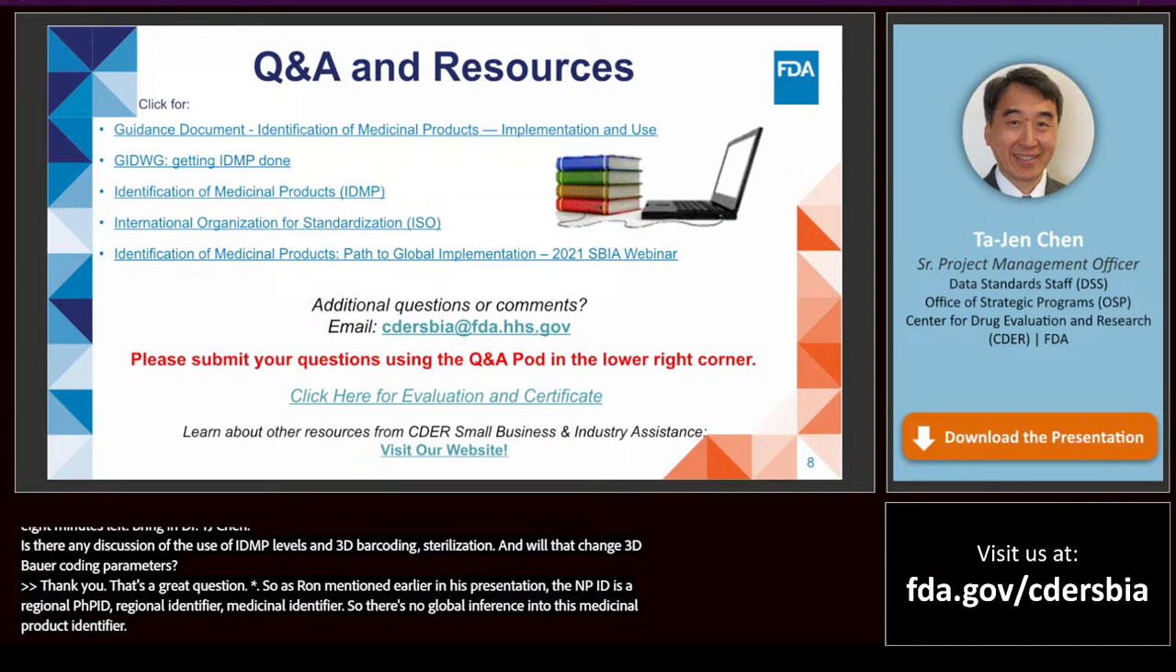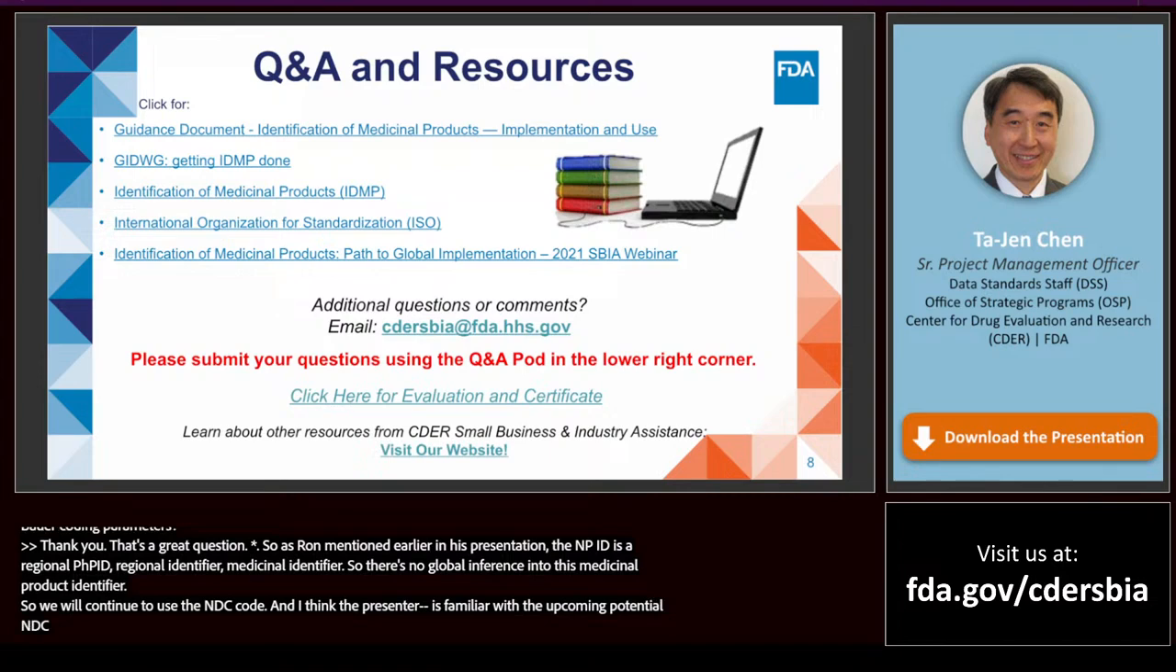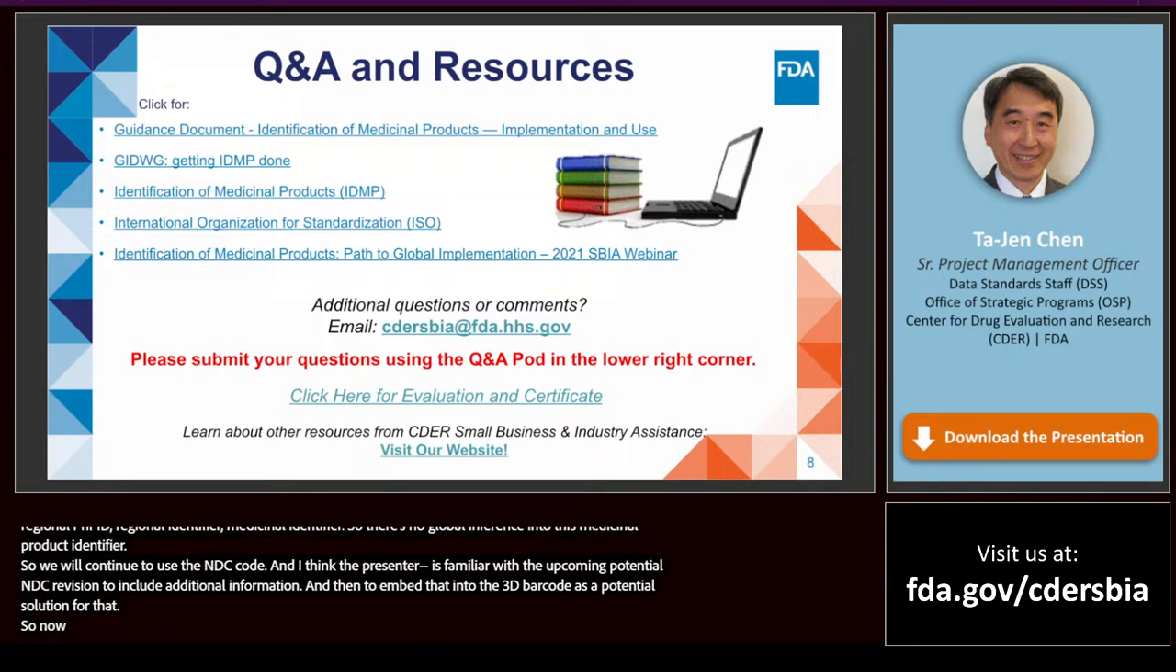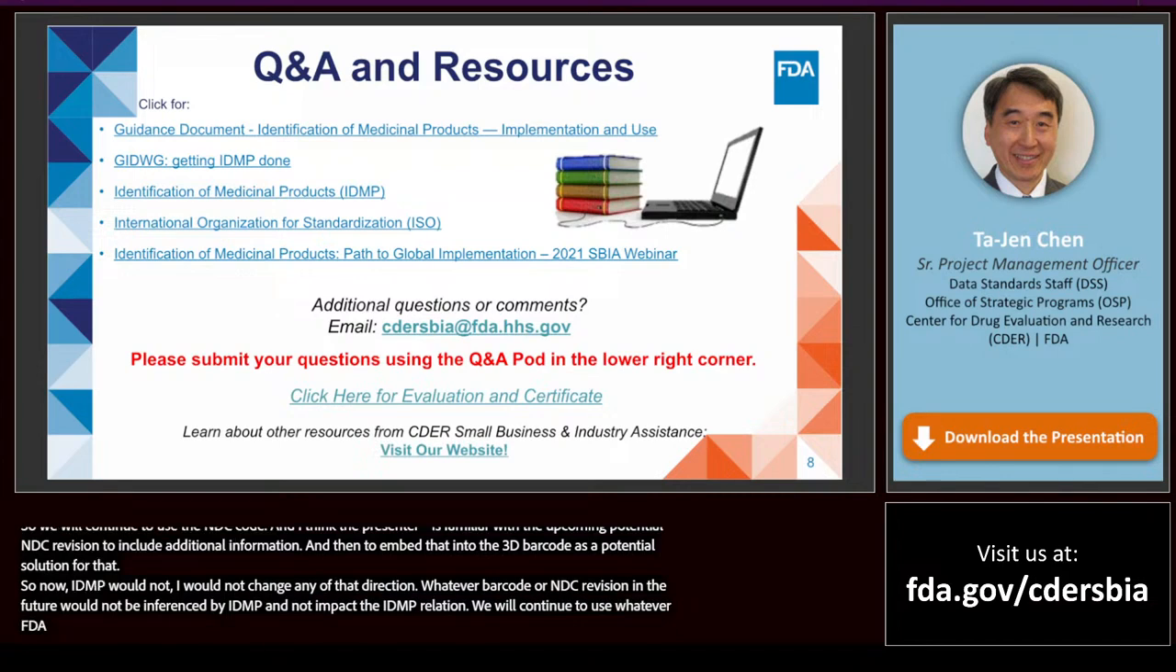So we will continue to use the NDC code. And I think the person who asked this question is familiar with the upcoming potential NDC revision to include additional information, and then to embed that into the 3D barcode as a potential solution. So IDMP will not change any of that direction. Whatever barcode or NDC revision in the future will not be influenced by IDMP and will not impact the IDMP implementation. We'll continue to use whatever the FDA decided for the US product, and that will be the format for the medicinal product ID. Thank you.